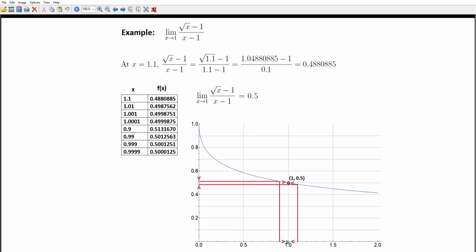Same story from the other side. Okay, we've got function values that are a little bigger than 0.5. When we move this direction, we move up to the curve, we go this direction, and our function values are going to come down to 0.5, which is what our limit is.